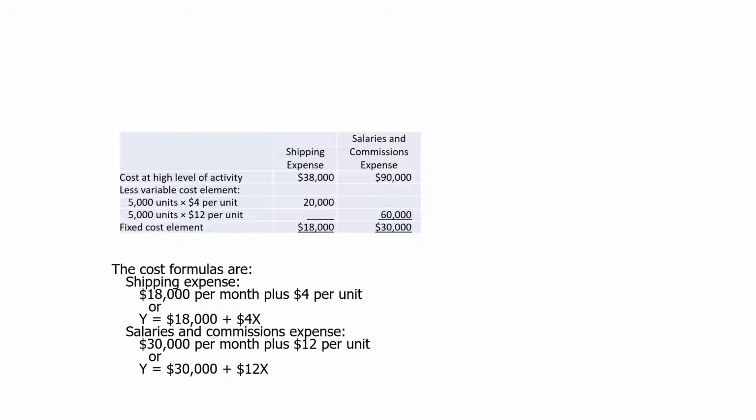Remember our formula: Y equals the fixed cost plus the variable cost per unit times the number of units. We do the same thing with salaries and commission expense to determine the fixed portion. Take the high level in September, 90,000, subtract from that the variable portion, which would be the $12 per unit times the 5,000 units produced, or 60,000. So of the 90,000 total salaries and commissions, 60,000 of it is dependent on how many units are produced. 30,000 would be fixed for that level of activity.